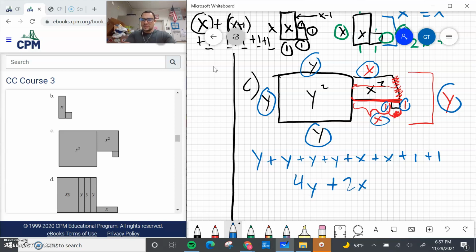I have 2 groups of x's, and then plus 2. And that is one way that you can do that. If you wanted to go even more simplified, you can actually distribute out of these numbers. What do they have in common? A 2. So I can say that there's 2 groups of 2y plus x plus 1, if you wanted to do that, but you don't have to.